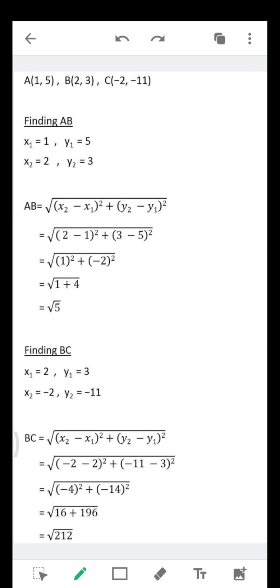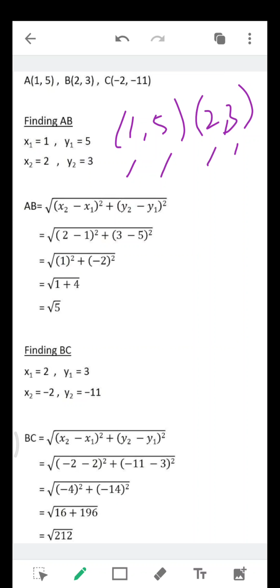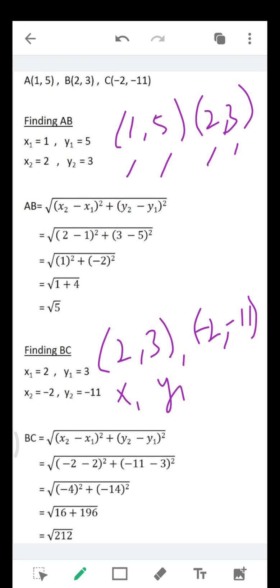Whichever distance you are finding, you take those respective points. You are finding distance AB, so you take 1 comma 5 and 2 comma 3. This is your A and B. Then take x1, y1, x2, y2. If you are finding BC, just remember what is B and C. The coordinates of B are 2 comma 3 and C is -2, -11. So this is your x1 y1, this is your x2 y2. I am briefly explaining because this is a new concept.